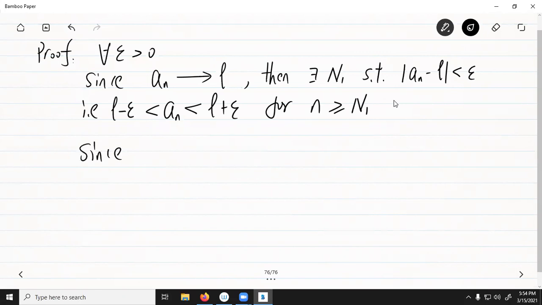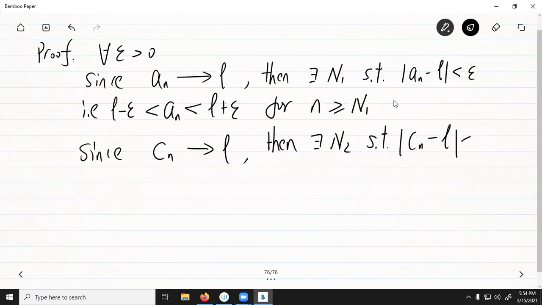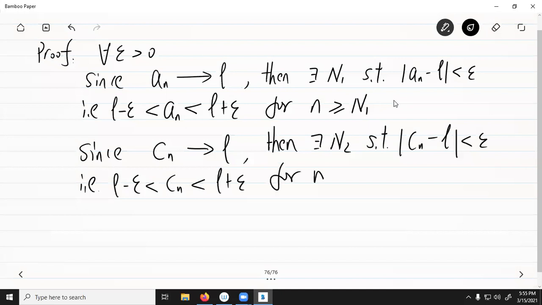The same reason for c_n, since c_n approaches L also. So that means there exists a capital N2, right? We cannot use the same capital N because they are different sequences, such that |c_n minus L| is less than epsilon. What does this mean? This means c_n is greater than L minus epsilon and less than L plus epsilon, for n greater than or equal to this capital N2.